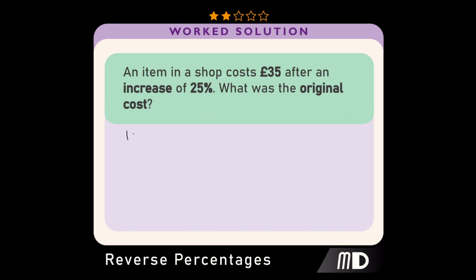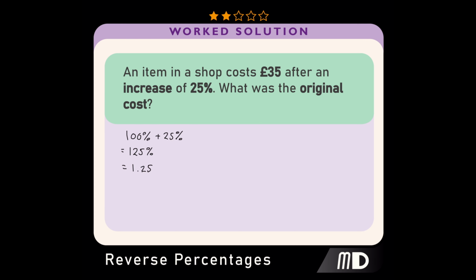The original cost of my item is 100%. It's everything. It's the full cost of that item. But I've increased it by 25%. So the new cost is 125% of what it originally was. If I divide this by 100, I get 1.25. 1.25 is a decimal multiplier that increases the value by 25%.